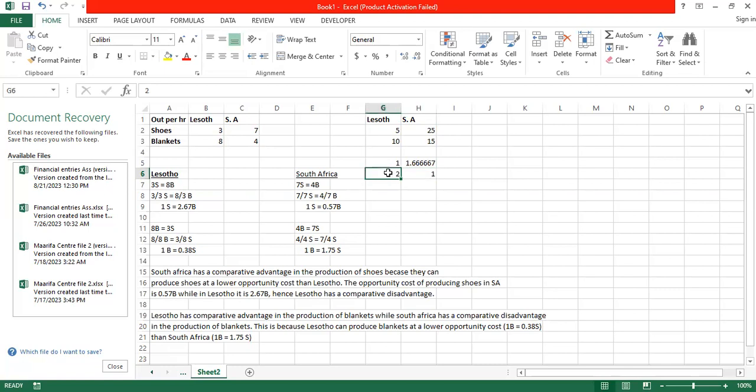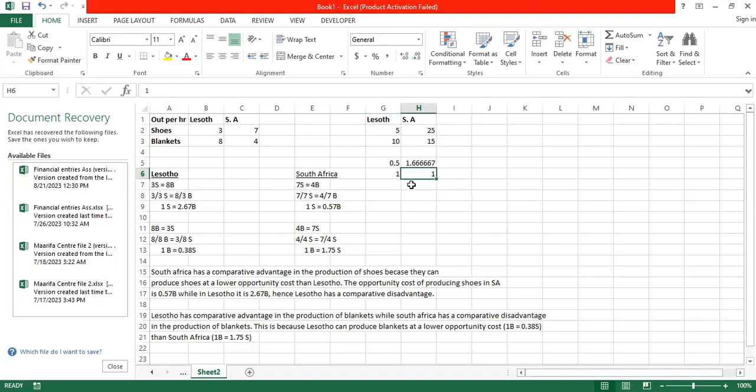I think the easier way to do this would have been to do 10 divided by 10 there, and then 5 divided by 10. That's what you'll be showing in the workings there. Then you can conclude based on these that it's cheaper for Lesotho to produce blankets. So this is in terms of opportunity cost now. And then with SA, it's slightly more expensive.